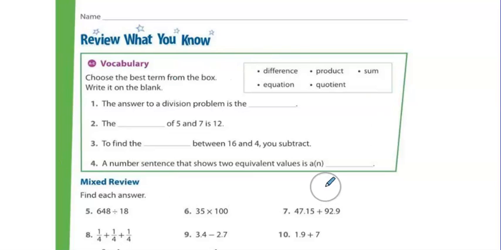So this top portion today is going to be some vocabulary, focusing on clue words. Thinking about what those clue words mean: difference, product, sum, equation, quotient, and filling those in the correct spot. Just a reminder, there are 4 questions and 5 words, so not every word will be used.